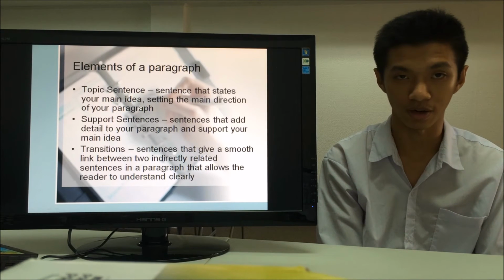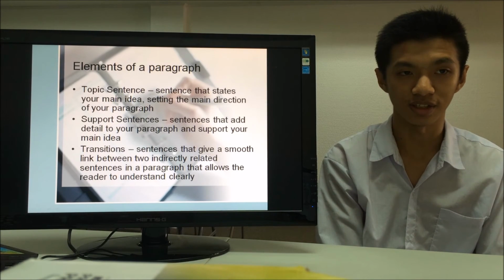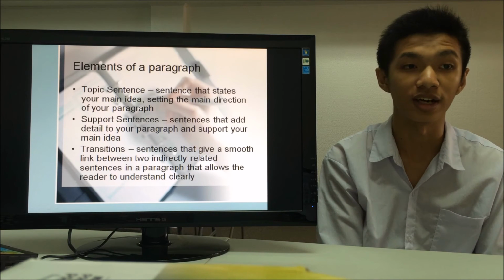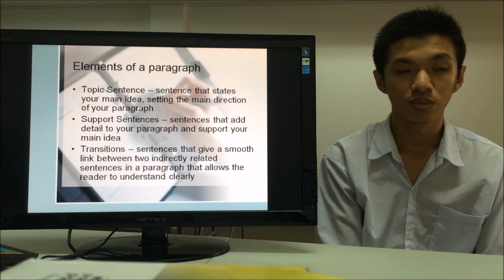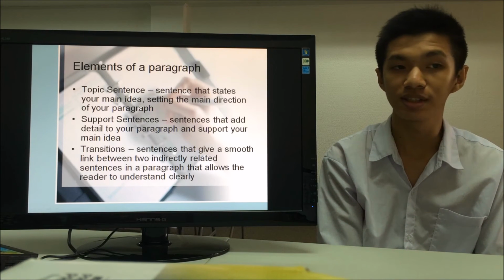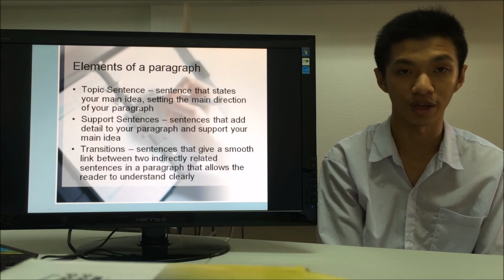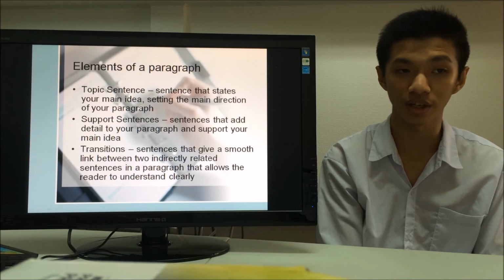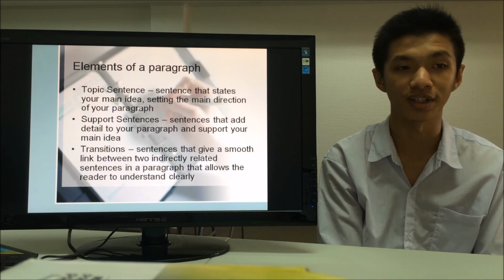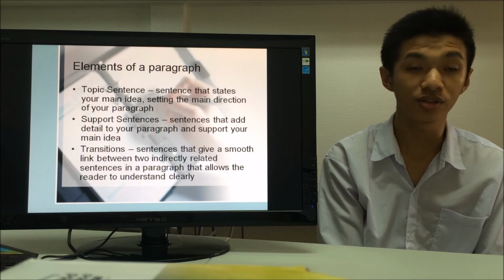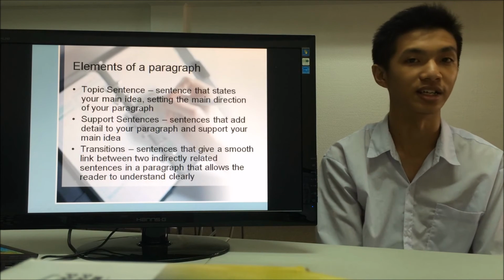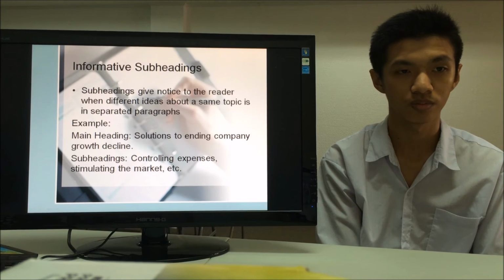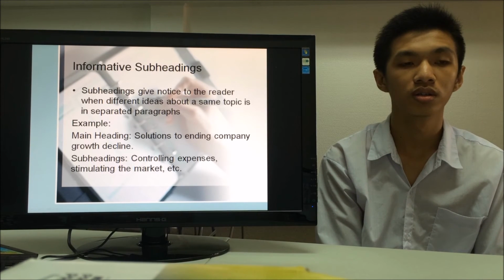Next, we look at the elements of a paragraph. First, we have the topic sentence, a sentence that states your main idea and sets the main direction of your paragraph. Then we have the support sentences, sentences that add detail to your paragraph and support your main idea. Transitions, sentences that give a smooth link between 2 indirectly related sentences in a paragraph, allow the reader to understand more clearly the relationship between 2 different ideas in your paragraph.